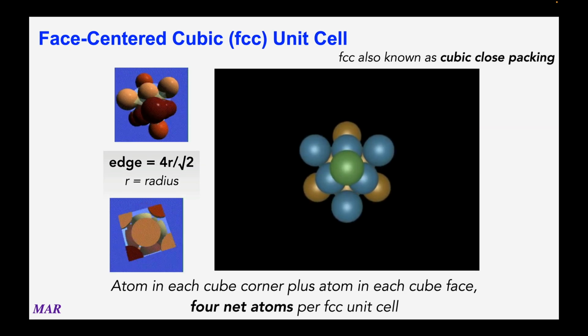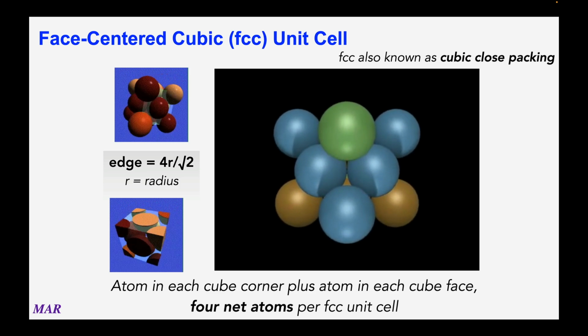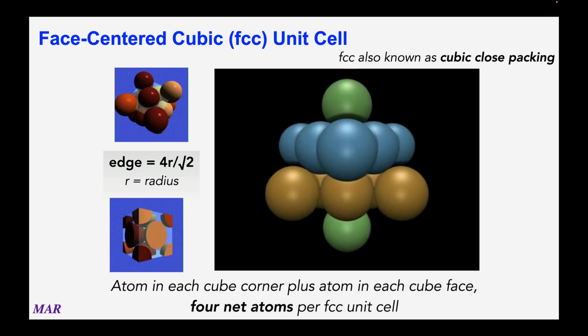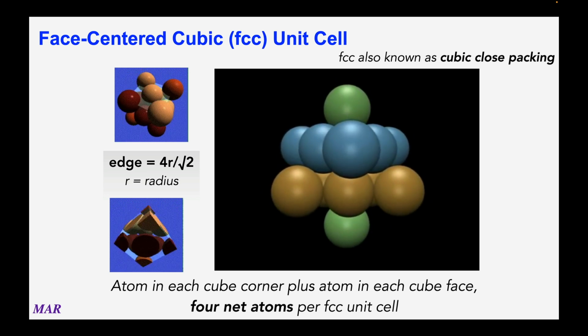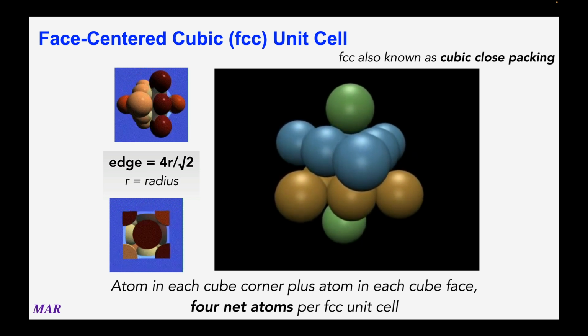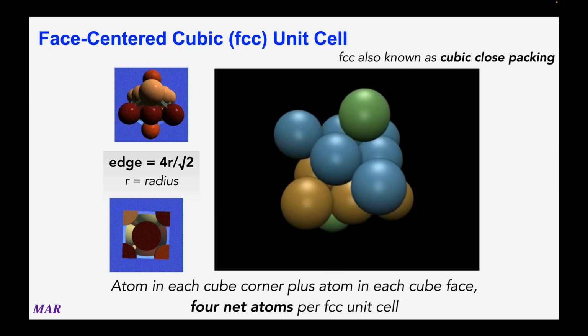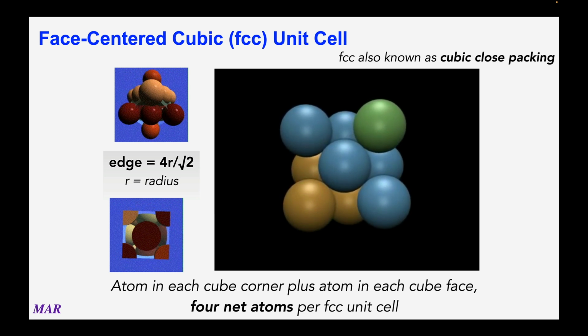The face-centered cubic unit cell is also known sometimes as the cubic close packing cell, and there are subtle differences between FCC and cubic close packing, but we're not going to worry about them in our class. When you take the chainsaw to the face-centered cubic, you still have the 8 times 1/8 atoms in the corner. But the difference now is the face atoms: half of the atom is in the unit cell and half of the atom is outside the cell.